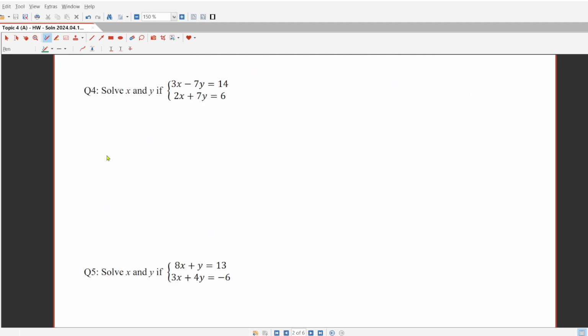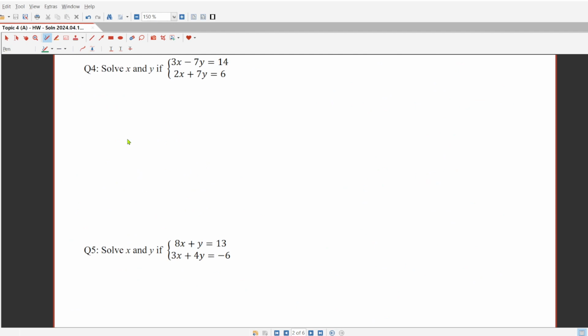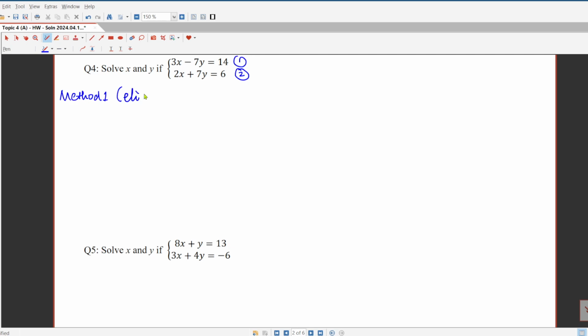All right, if no questions, let's have a look at the next one. Again, another system of two linear equations. And apparently the elimination method is much easier, right? Because if you add equation number 1 to equation number 2, then immediately you can cancel a y there, right? So let's have a look at the first method, which is elimination.